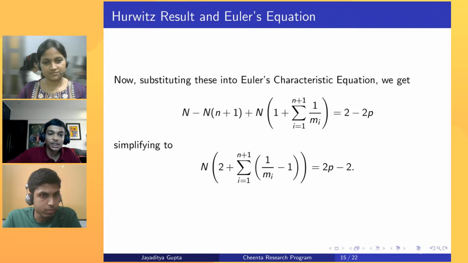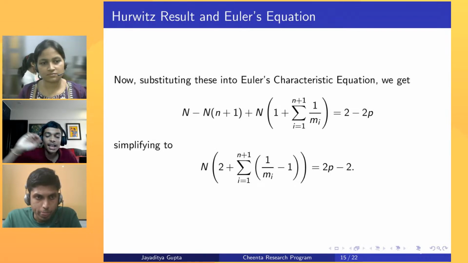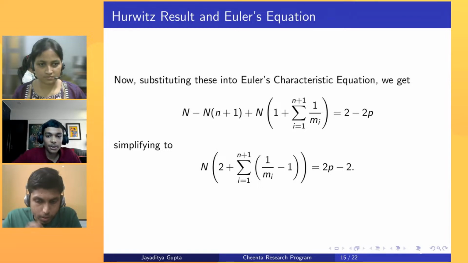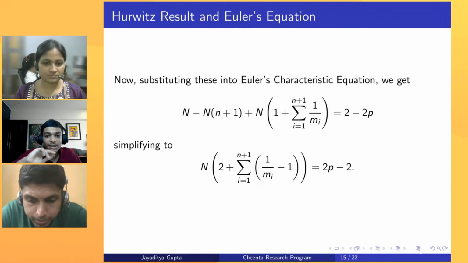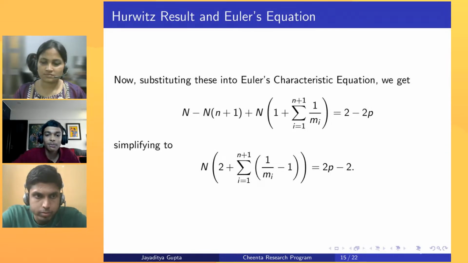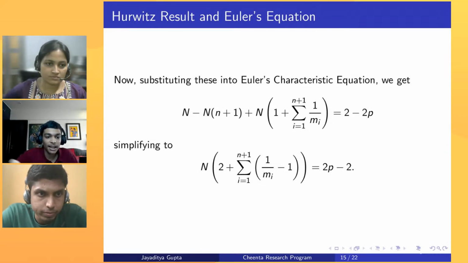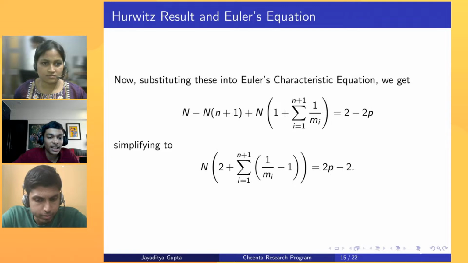Okay, so now we just substitute these values into Euler's characteristic equation and just perform some manipulations, and we get the final result, which just follows by taking N common and multiplying the entire equation by -1.